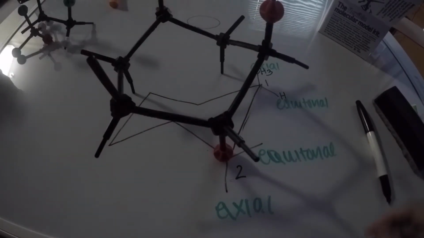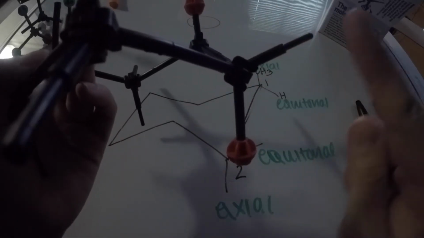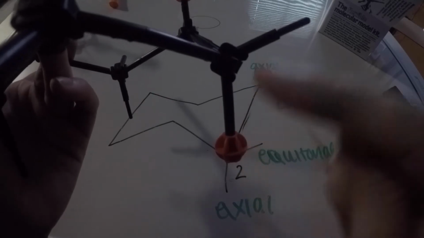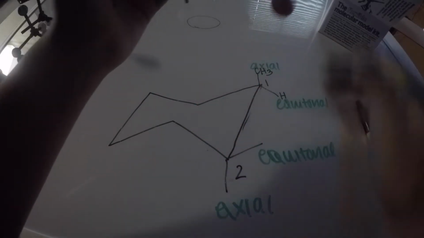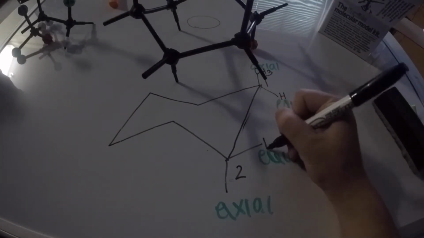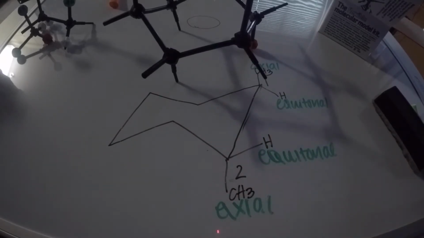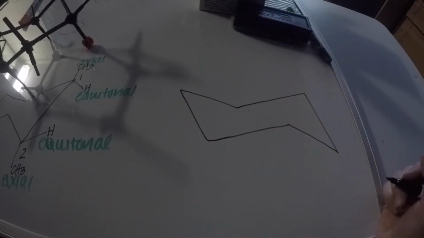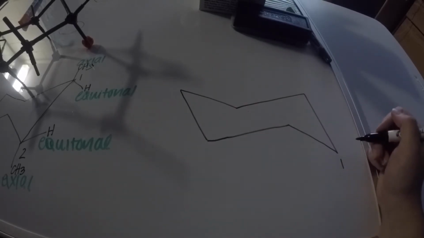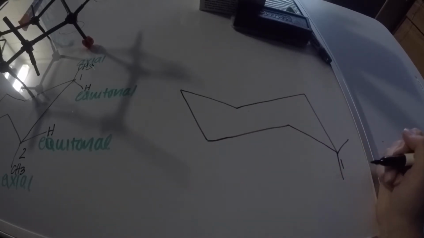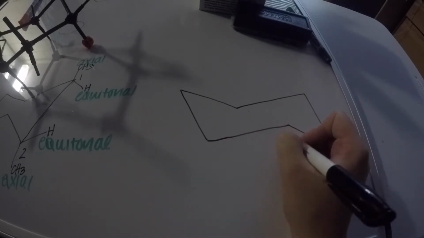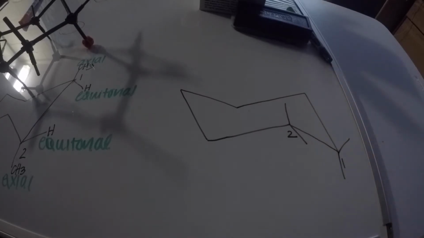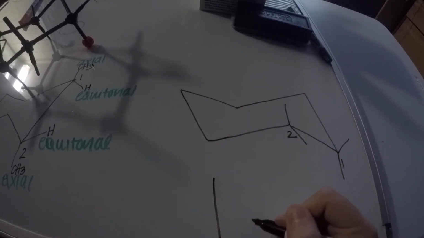Now looking at carbon 2, you notice that in this position, the hydrogen is in an equatorial position, and the methyl group is in an axial position because it's pointed straight down. So just label that. Now let's say we're going to do the ring flip. What do we do? This takes a little bit of practice. We're looking at carbon 1 still and carbon 2. So carbon 1 is here with its equatorial and axial, and carbon 2 here with its axial and equatorial. Notice how an axial is a straight line and an equatorial is slanted.